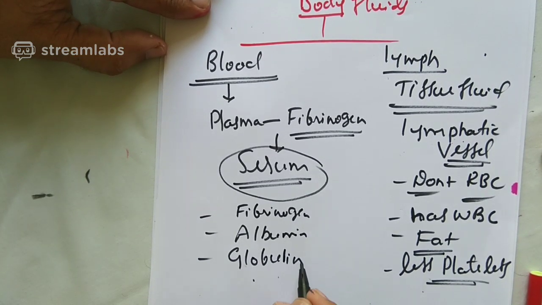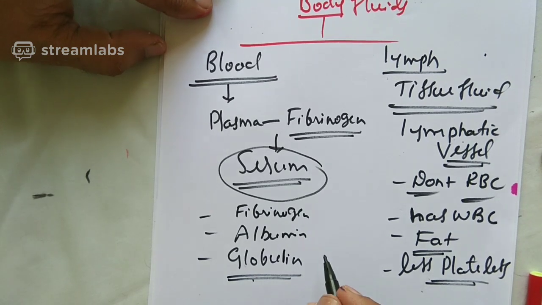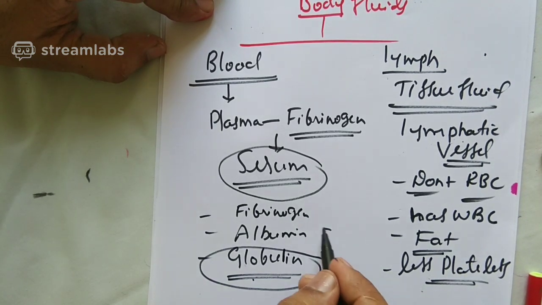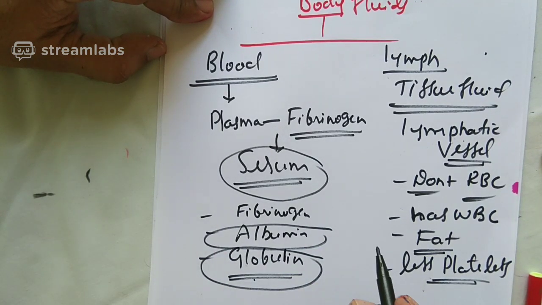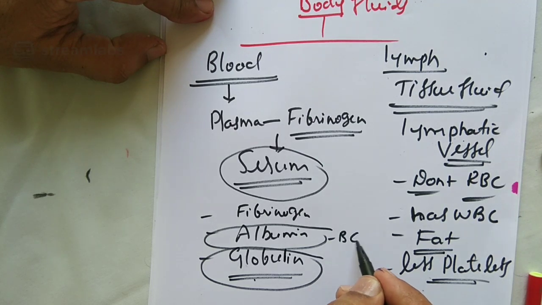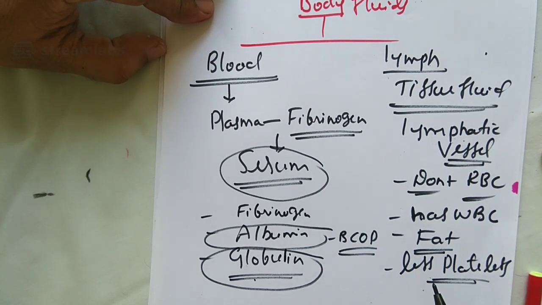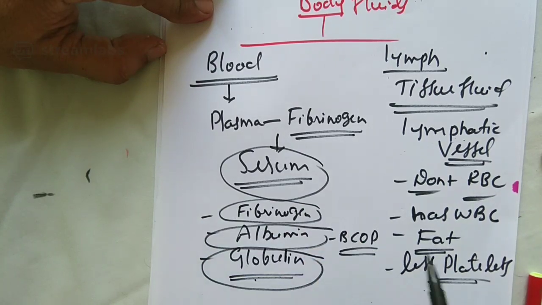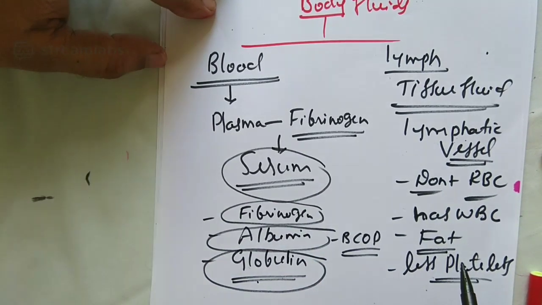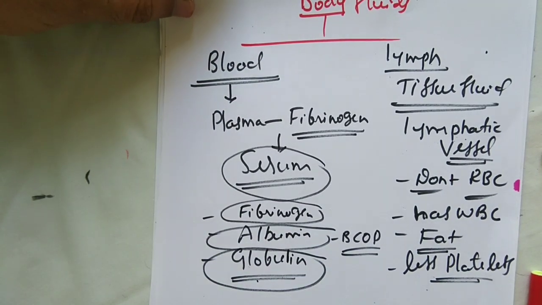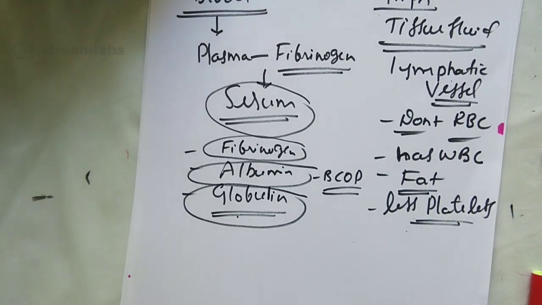And please tell me which is responsible for fighting against pathogens? Globulins. Albumins for blood colloidal osmotic pressure, BCOP, and fibrinogen responsible for clotting of the blood. Three proteins are there, and that's over.